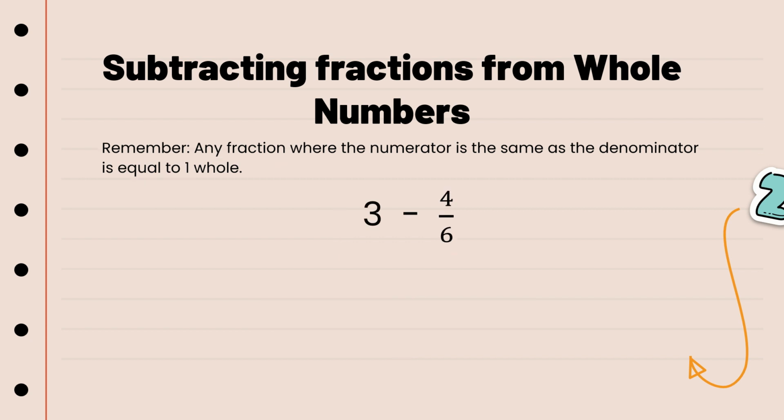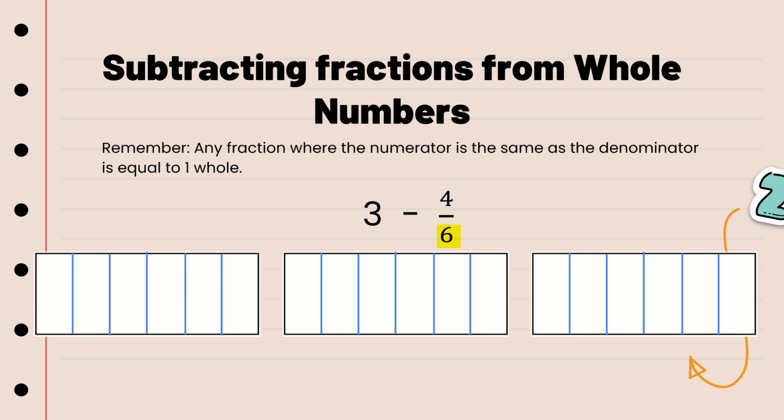Again, we're going to do the same thing. This time it's going to be a whole number that's more than 1. So we're going to still look at the denominator of the fraction, which is a 6. That means that our wholes are going to be split into 6 equal parts. So in this instance, we have 3 wholes. So we have 1, 2, and 3 rectangles all cut into 6 equal segments.